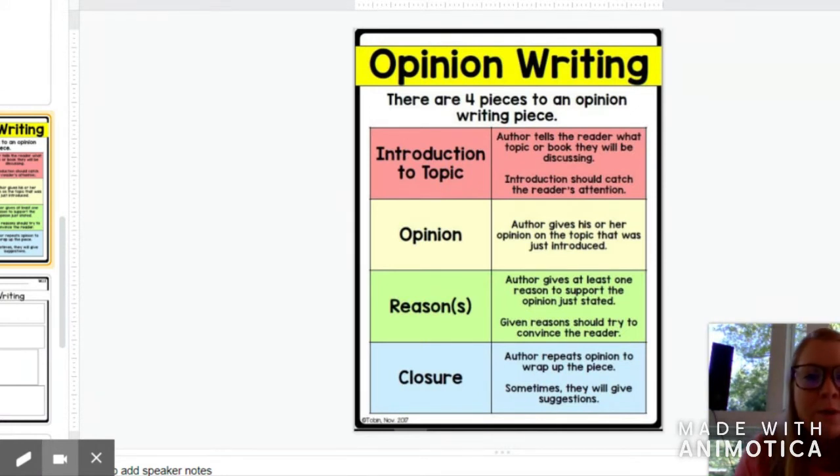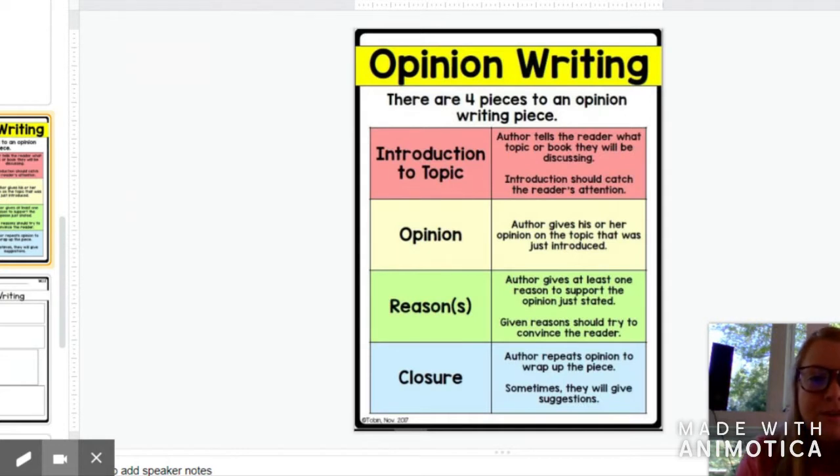To do that, let's review what the parts of our opinion writing are. So if you look on your screen, we have opinion writing, and there are 4 pieces that we were working on. We worked on the introduction to the topic, writing our opinion, adding reasons, and then making a closure. Another word for closure is conclusion.